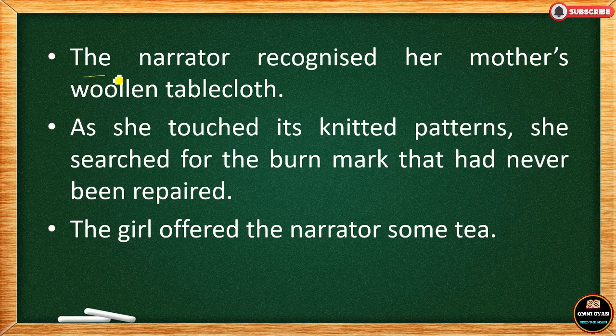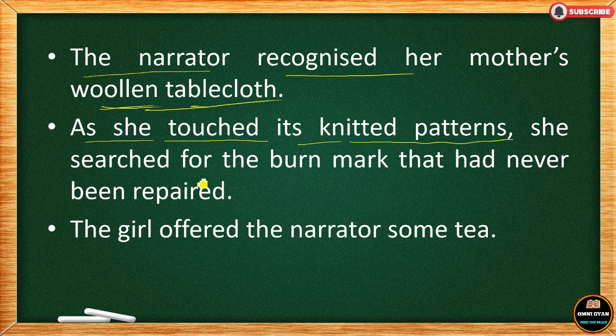Now the narrator recognized her mother's woolen tablecloth. Even the tablecloth belonged to the narrator's mother. All right. Now you see, the narrator started touching the tablecloth actually. Woolen tablecloth. It was a woolen tablecloth. Okay. The narrator started touching her mother's woolen tablecloth to feel that memory that she had with her mother, and she started touching its knitted patterns.